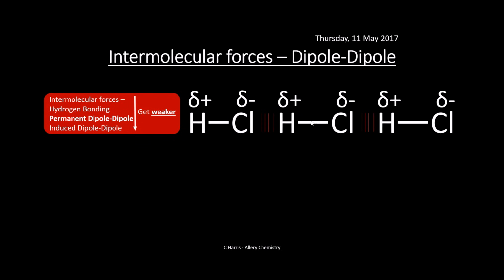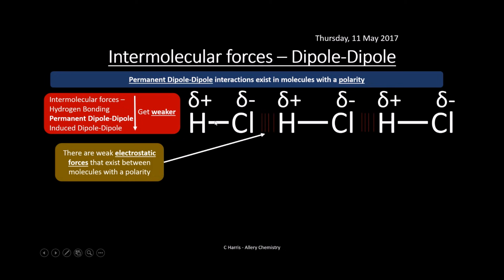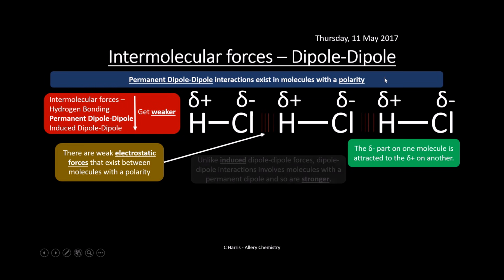Okay, let's look at the next strongest one. These are dipole-dipoles, or permanent dipole-dipoles as they're known. So these, as the name suggests, are molecules where they have this permanent dipole instead of an induced one. So, for example, HCl is an example of this, delta positive, delta negative. So these exist when we have a permanent polarity, not an induced one. So we've got a weak electrostatic force between a delta negative chlorine and a delta positive hydrogen. The delta negative part on one molecule is attracted to the delta positive on another.